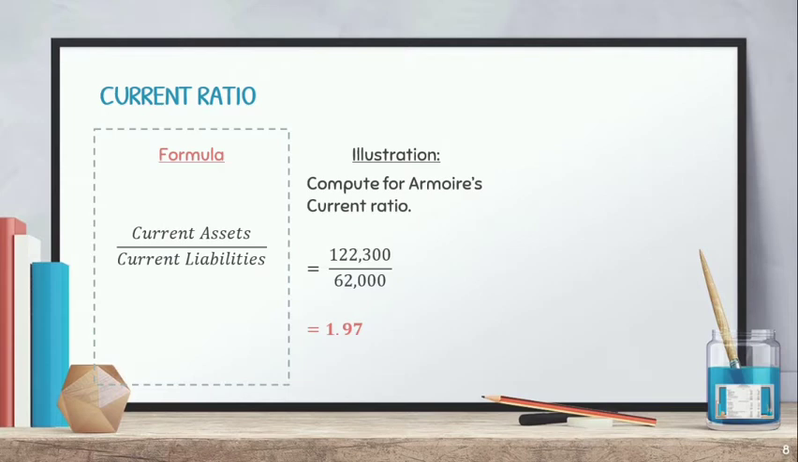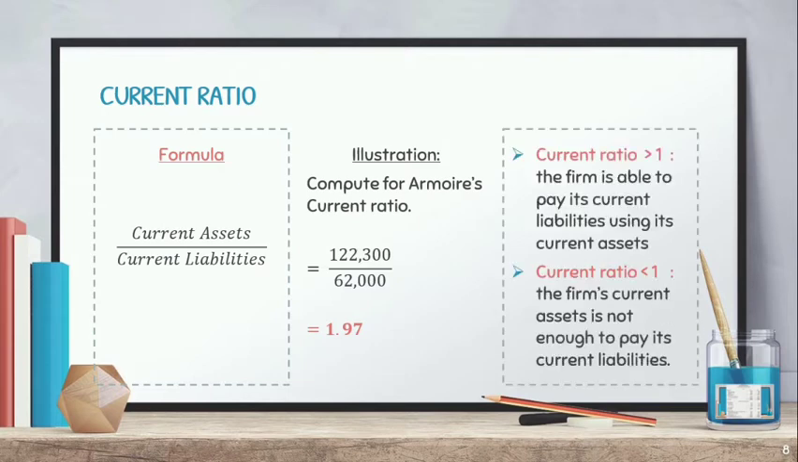So, what is the significance of this 1.97? If your current ratio is more than 1 or equal to 1, it means that the firm is able to pay its current liabilities using its current assets. On the other hand, if our current ratio is less than 1, it means that our current assets are not enough to pay for our current liabilities.